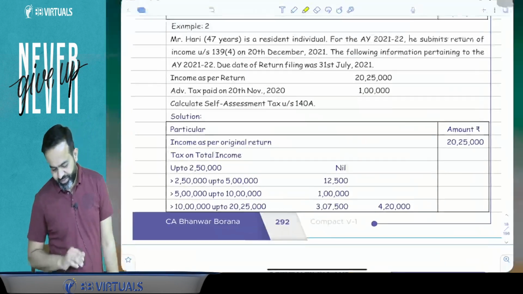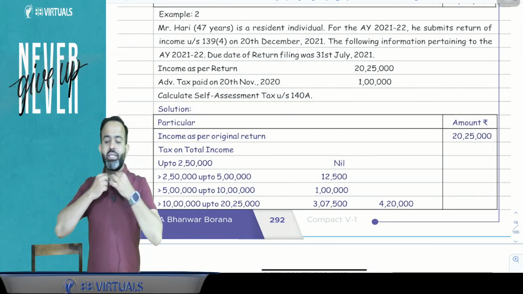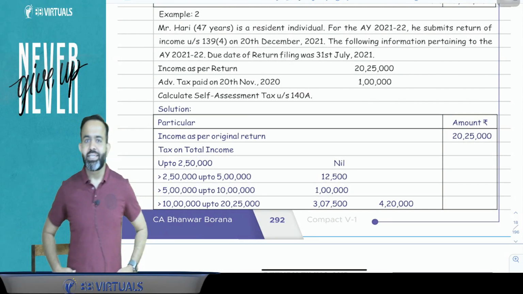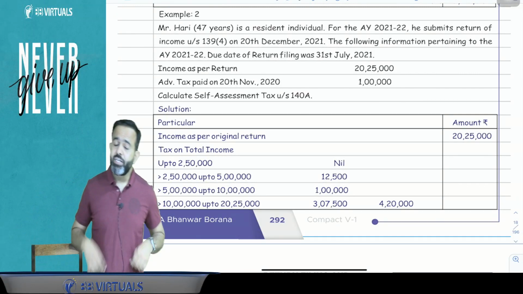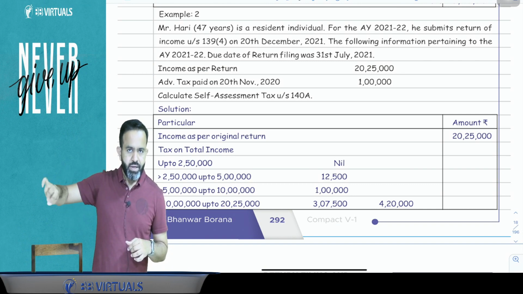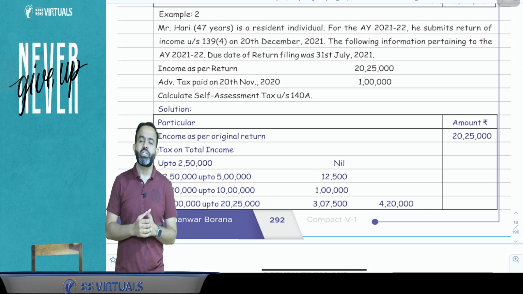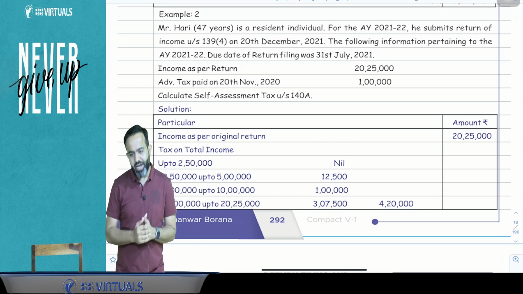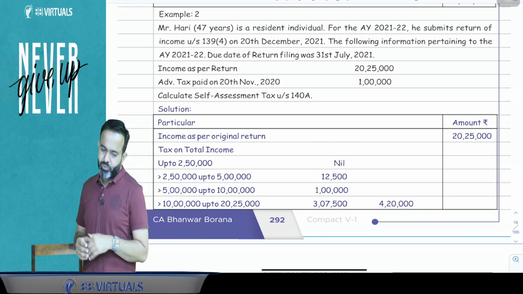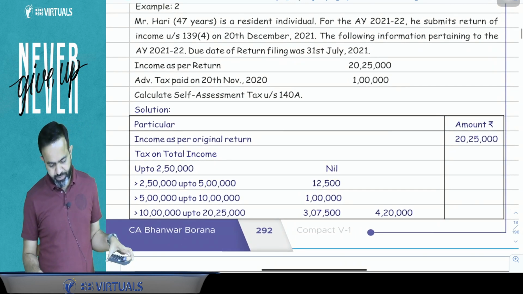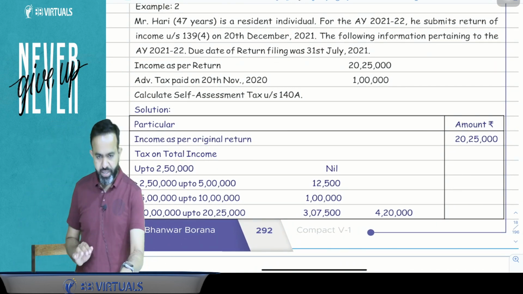Okay, now one more point. Example number 2 is a very interesting example. I have created this example: if the assessee already filed the return earlier and now is filing the updated return, then how will the interest under section 234 A, B, C change? That is the example I have created. So example number 2, pay attention.